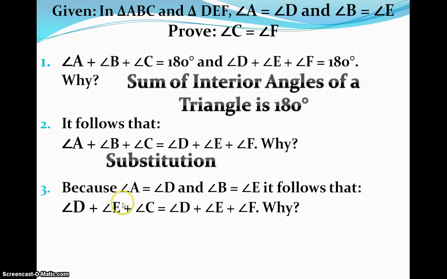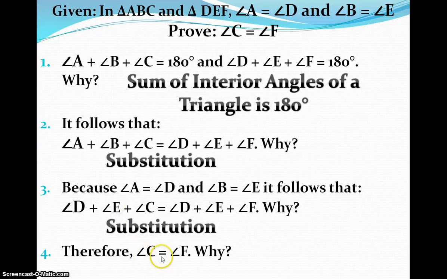From there, because I know that angle A is equal to angle D and angle B is equal to angle E, it then would follow that angle D plus angle E plus angle C is equal to angle D plus angle E plus angle F. And so again, why is that true? Taking a look at step number 2, why am I able to take out A and take out B and replace them with something that is equivalent to it? Hopefully you said that it is again substitution, because I'm replacing A with D and I'm replacing B with E. From there, I should be able to conclude that angle C is equal to angle F.